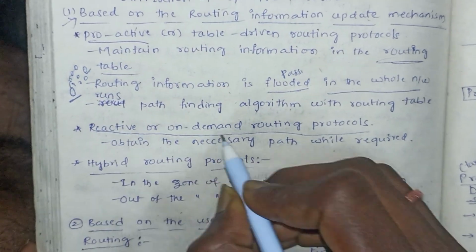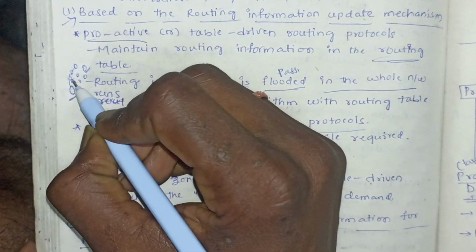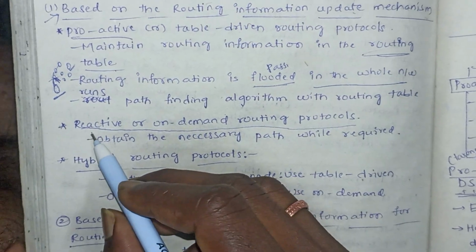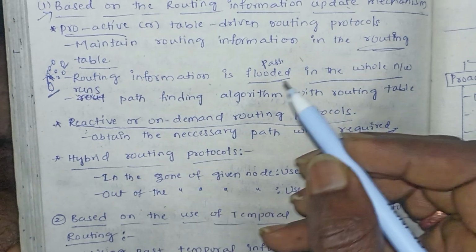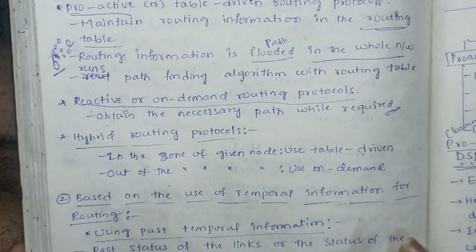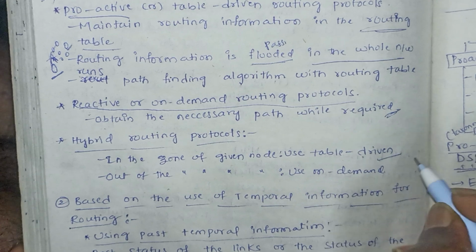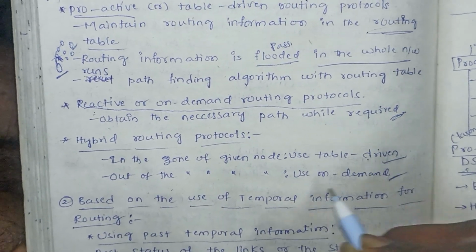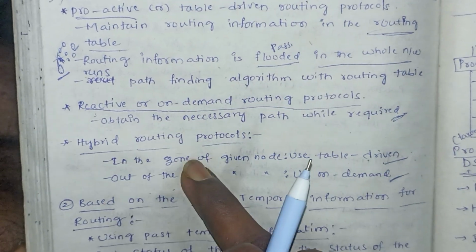Coming to reactive, or on demand routing protocols: if there is a demand from another node, then only we are going to share to that node particularly. That is nothing but the reactive. We obtain the necessary path, and only while required do we share the data. Next, hybrid routing protocols. In the zone of a given node, use table driven, which is nothing but the proactive. Out of the zone of the node, use reactive, on demand. So the combination of proactive and reactive, we can call a hybrid routing protocol.